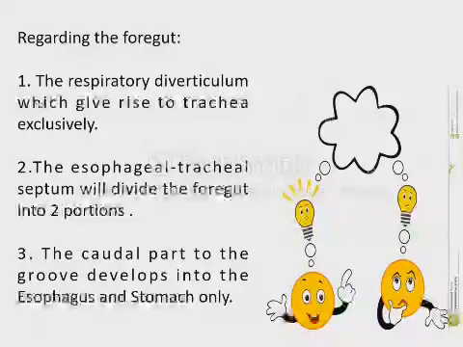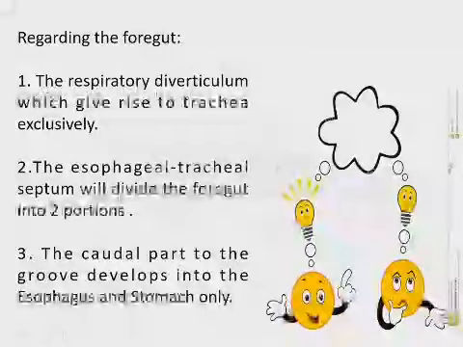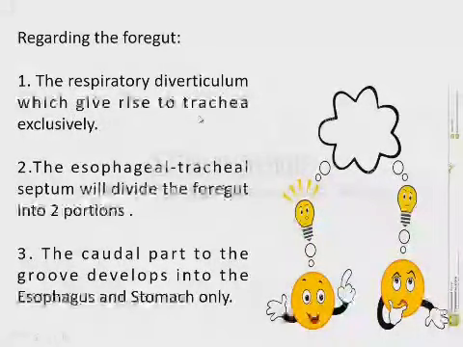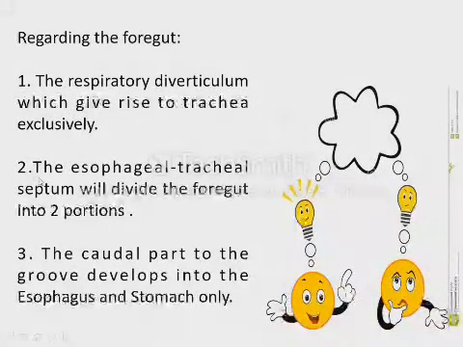Regarding the foregut, number 1, the respiratory diverticulum gives rise to the trachea exclusively. Number 2, the esophageal tracheal septum divides the foregut into 2 portions. Number 3, the caudal part of the groove develops into esophagus and stomach only. I mean the esophageal tracheal groove. So choose the correct answer regarding the foregut.